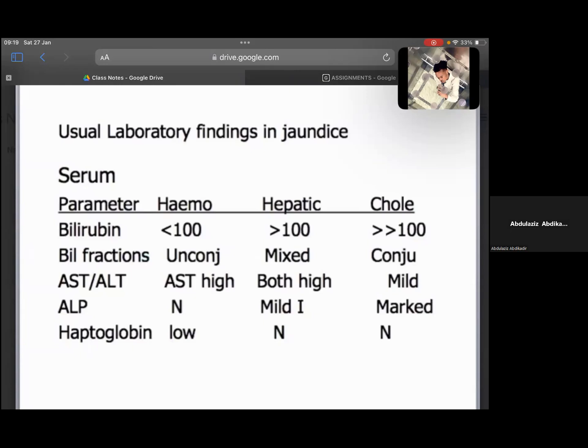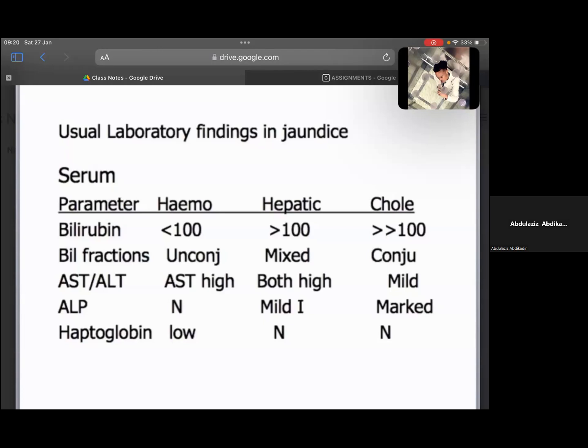So the bilirubin fractions in the hemolytic is unconjugated, but in cholestasis is conjugated. The AST, ALT, that is not a ratio, that's not dividing, it just tells you ALT or AST. For the hemolytic, the aminotransferases will be raised, but in the cholestasis, it will be mild. Remember, when there is obstruction, it can be reversed.